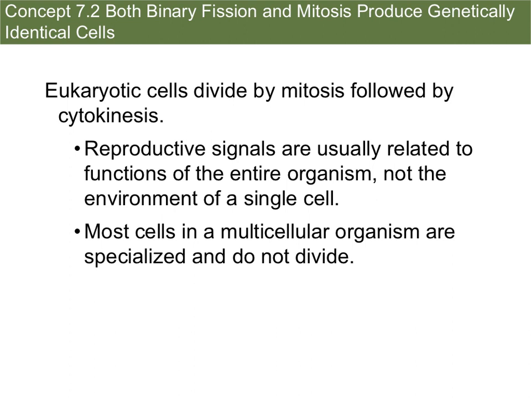Eukaryotic cells are able to divide and create new copies of themselves through mitosis, which is a division of the nucleus, followed by cytokinesis, the division of the cytoplasm. Reproductive signals are usually related to functions of the entire organism, not the environment of a single cell. Most cells in multicellular organisms are specialized and don't divide.